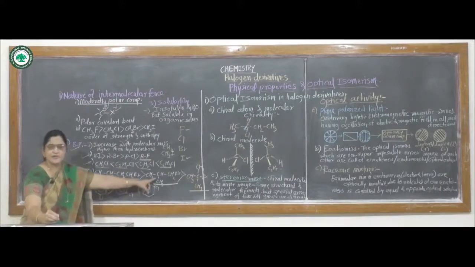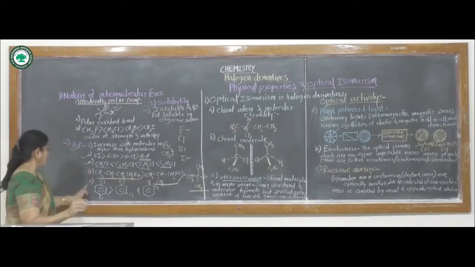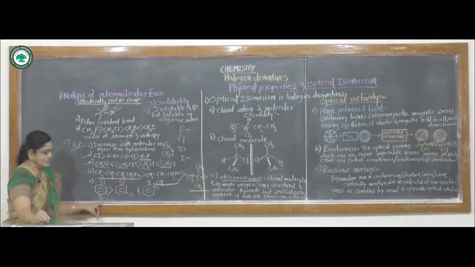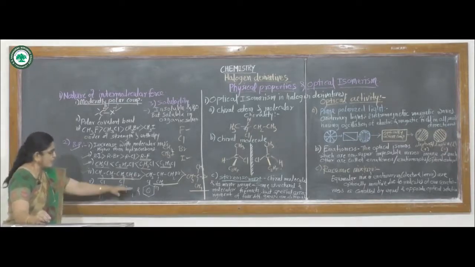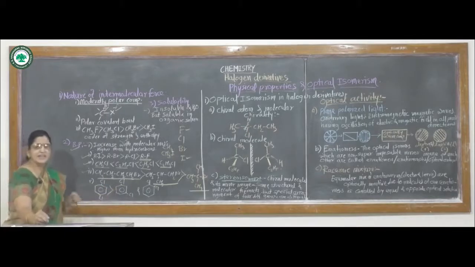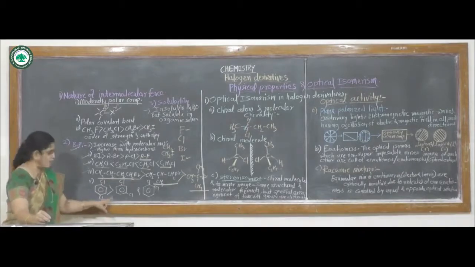Hence the boiling point of this third compound, that means tertiary butyl bromide, is less than that of n-butyl bromide and isobutyl bromide. Then the fourth one, in dihalogen aromatic compounds, the melting points are nearly the same, so boiling points are nearly the same, but melting points of these compounds are different.